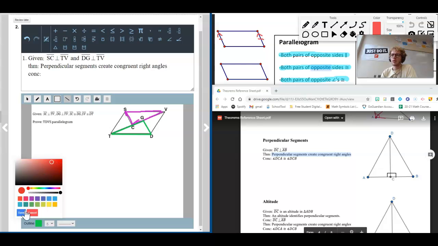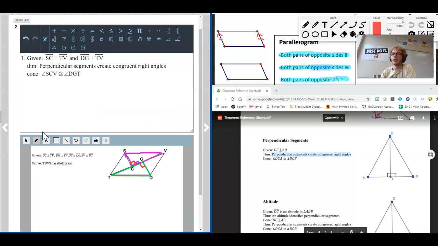And what we have is perpendicular segments create congruent right angles. Again, we don't want to talk about these two, this one and this one. We want to talk about a right angle in this triangle and a right angle in this triangle. So that right angle is SCV and DGT. Okay, and I'm going to write that down as my conclusion. There you have it. So we get those two angles congruent.